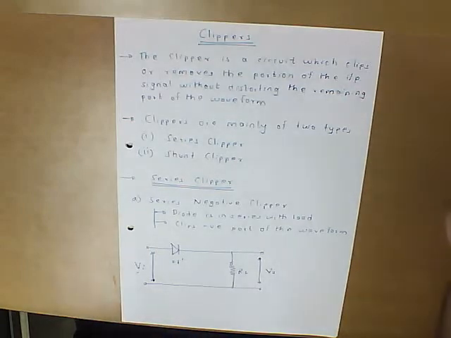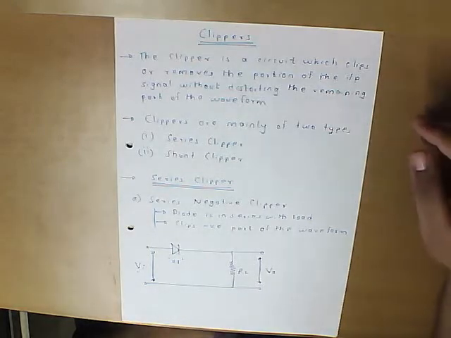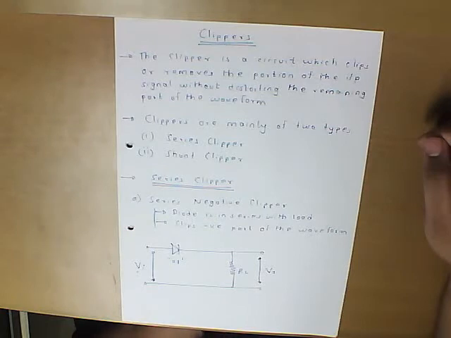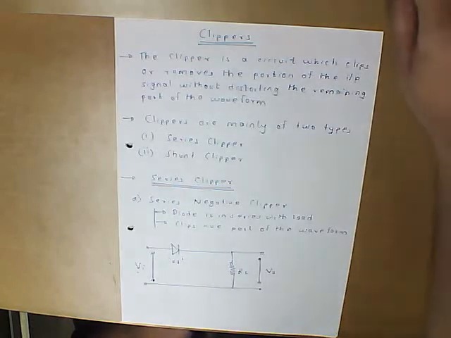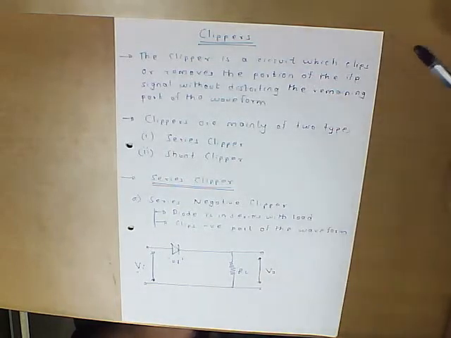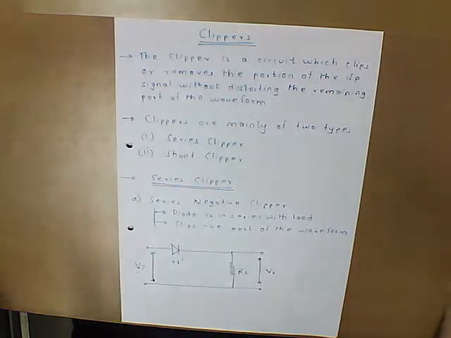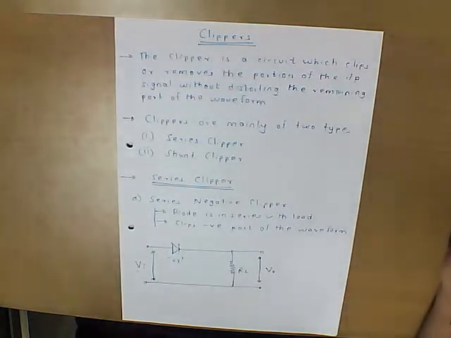Let us see the clipper circuits today. The clipper is a circuit which clips or removes a portion of the input signal without distorting the remaining part of the waveform. So that is the basis of the clipper actually. Without distorting the remaining part of the waveform means, a half wave rectifier is a form of a clipper. Okay, so what is the application of a clipper?